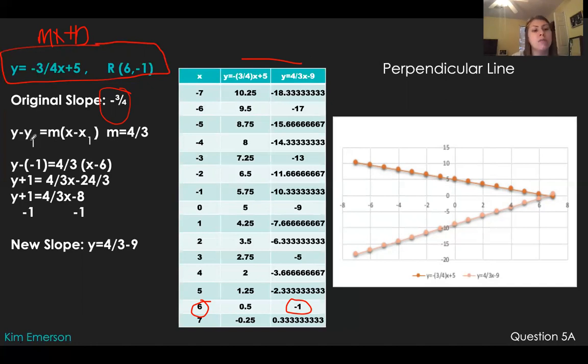So we see y minus y1 equals m times x minus x1. Well, m equals 4/3. So all we're doing there is finding the negative reciprocal. So let's go down here. y minus parentheses negative 1, that's from our y1. And then equals 4/3, which is from our m right here, and then times x minus 6. And we're getting these numbers from a point that was given.